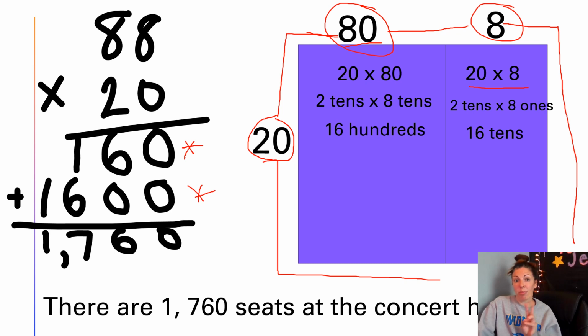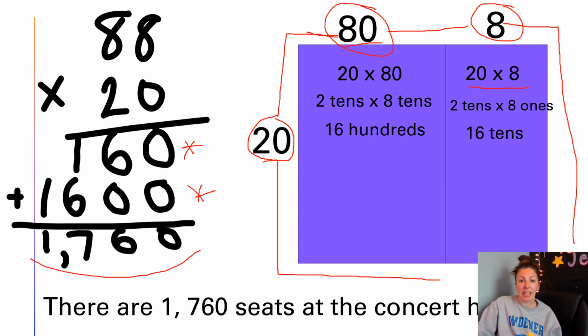Then I have both my partial products. I figured them both out. I just add them together to get my final product of 1760. So I always remember we always need to finish by putting our answer into a complete sentence. So, whoops, the very last word is cut off by the video box.